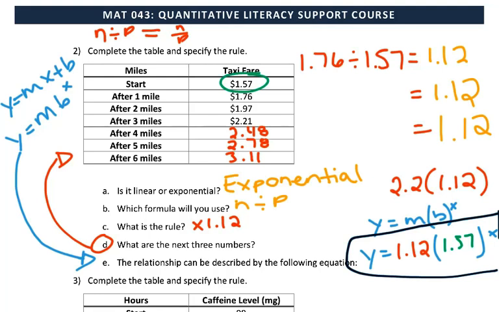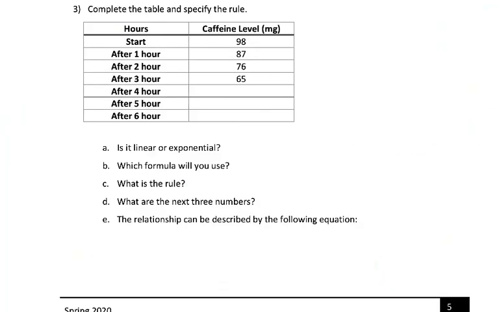All right, so let's move on to the next one. Alrighty, so let's do the same thing one more time. Let's figure out, is it linear or exponential? If I subtract these two, I get negative 11. If I subtract these two, I get negative 11. And if I subtract the next two, I get negative 11. So this is most definitely linear.